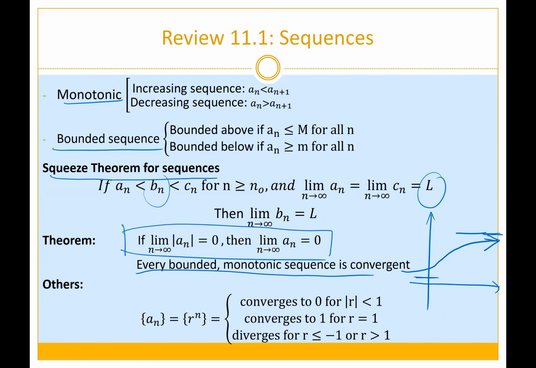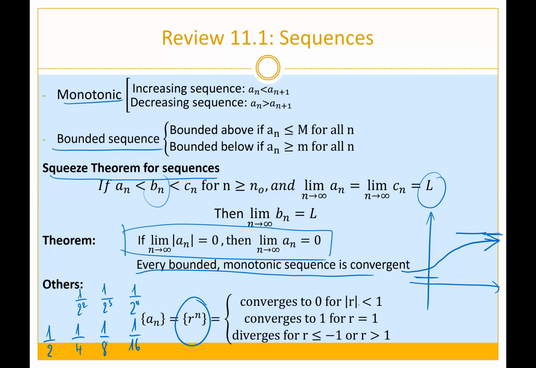Other things: say you have this r to the n. This is what you're going to learn next week when you cover geometric series. But when we're talking only about sequences, we only care about the terms in that sequence. So you're going to have r to the n. Say the sequence is going to look like this: 1 over 2, 1 over 4, 1 over 8, 1 over 16. So it's basically 1 over 2 squared, 1 over 2 cubed, 1 over 2 to the fourth in the sequence.